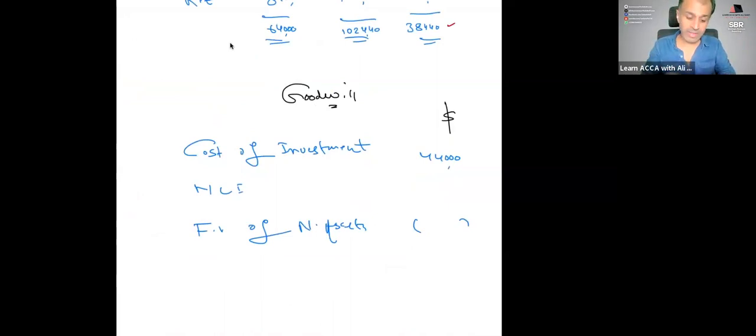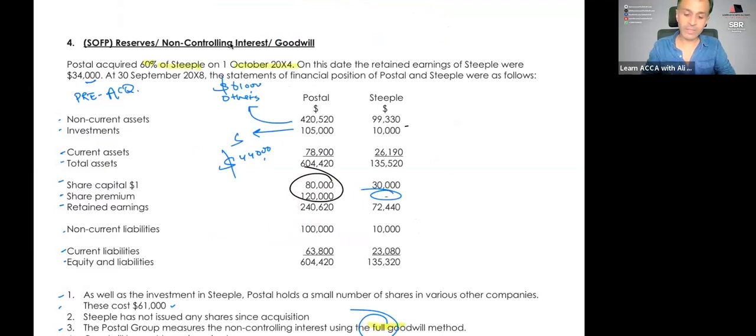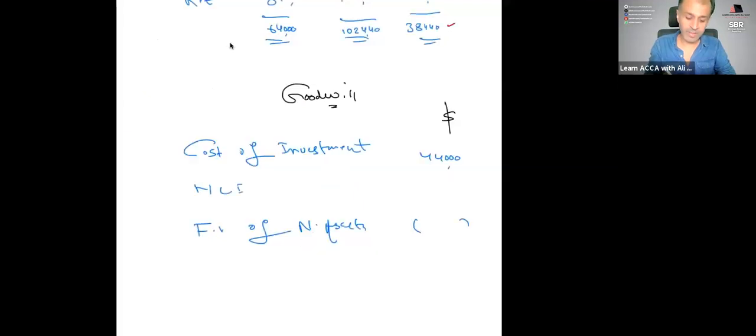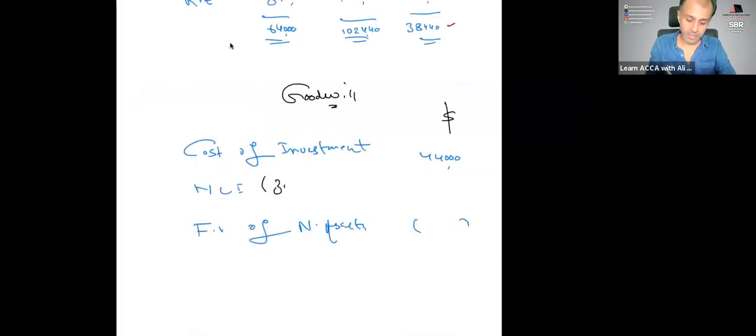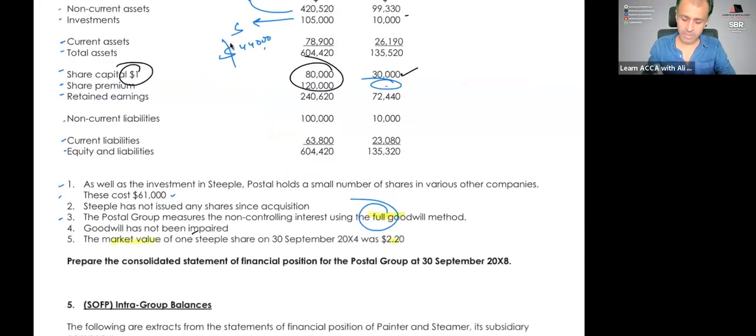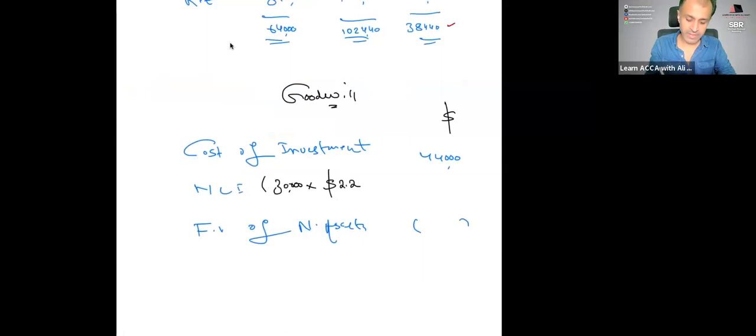NCI, they want me to calculate it by using the fair value method, and we should not be forgetting that the fair value method starts off with the number of shares, which right now is 30,000, as each share is of $1, so the quantity is the same, multiplied by the price of each share that they have provided, $2.2, multiplied by the percentage of NCI, which in this case is 40%. That's the way the fair value method has to be applied.